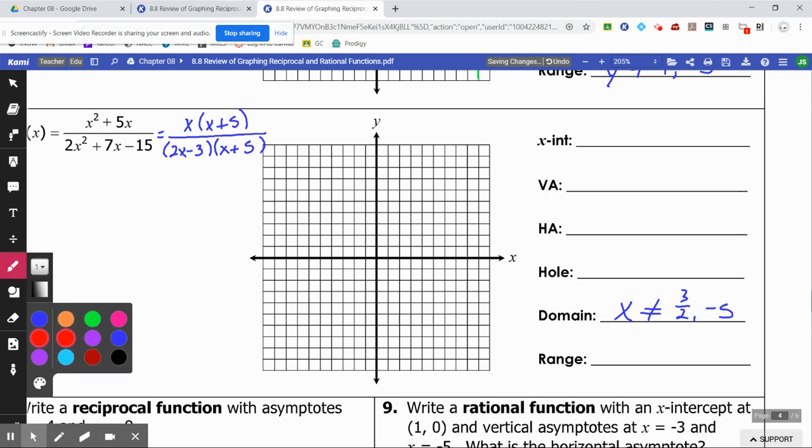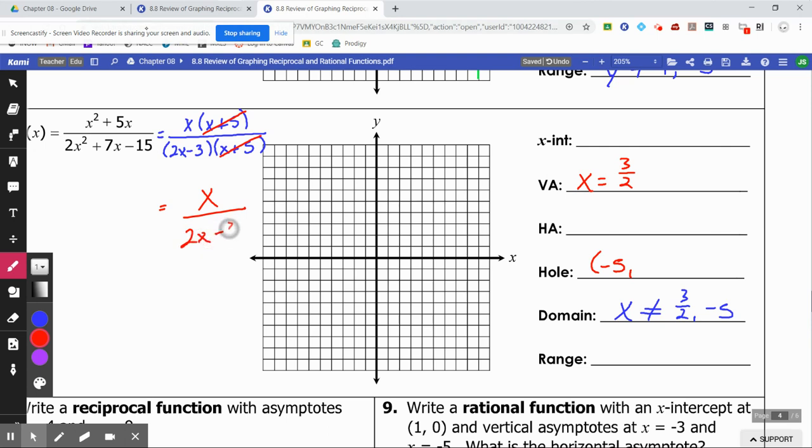Since x plus 5 is a factor on top and bottom, that means there will be a hole located at negative 5, and there will be a vertical asymptote located at 3/2. Clean it up, that gives you x over 2x minus 3. That allows us to plug our negative 5 in to find out where the hole is located. When I do that, I get negative 5 over negative 13, which is a positive 5/13.